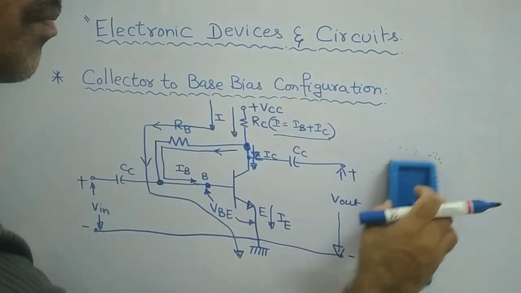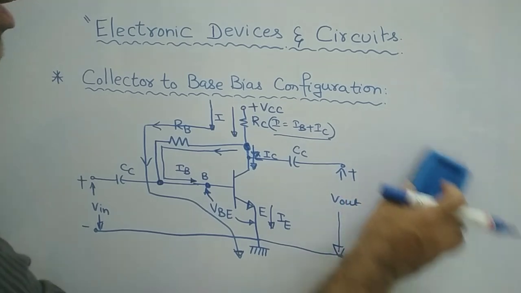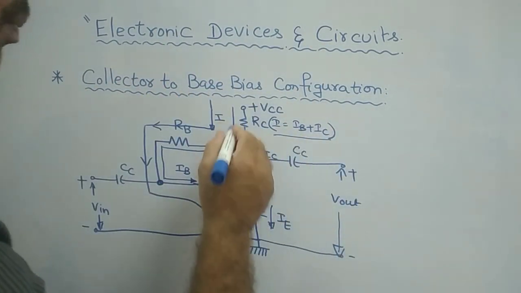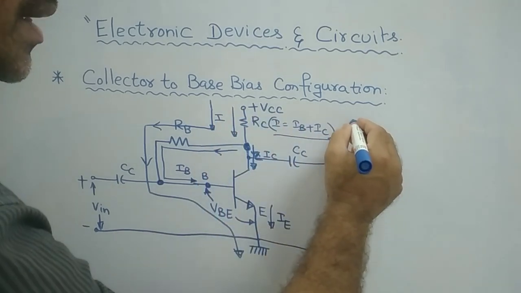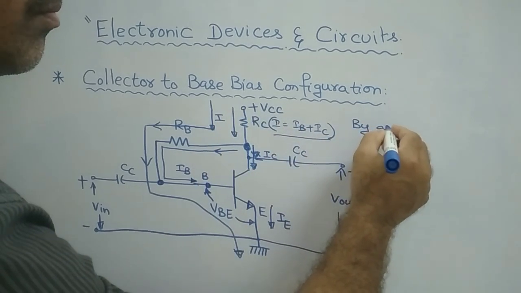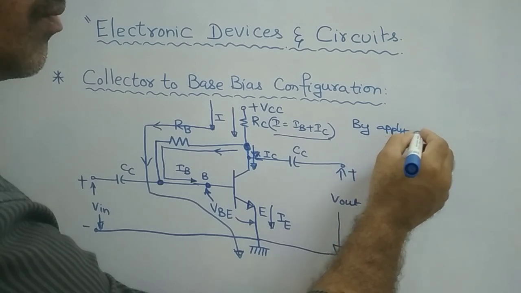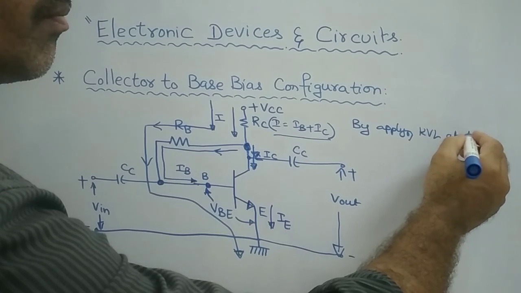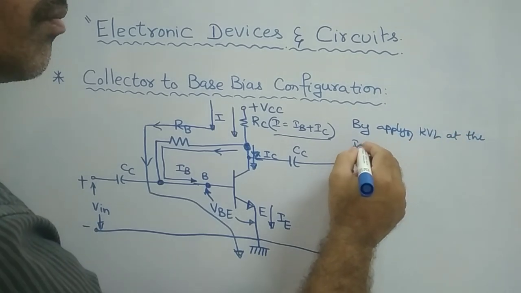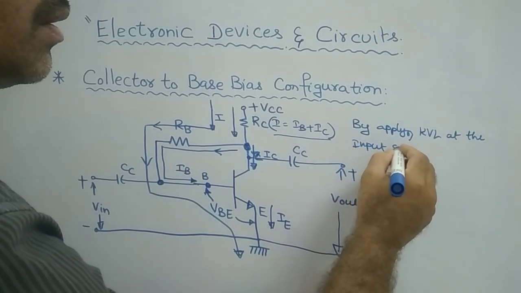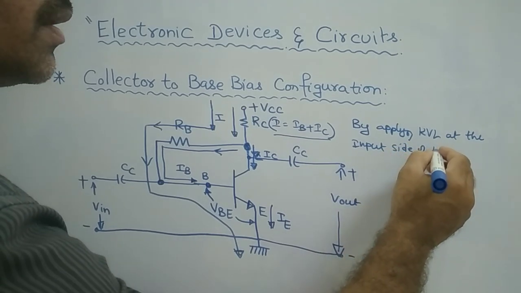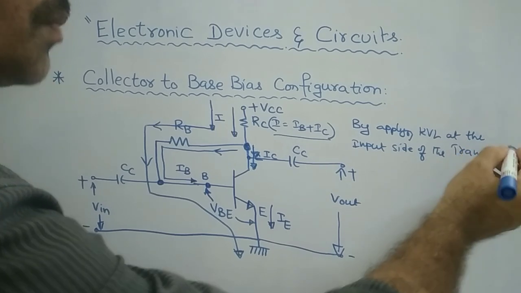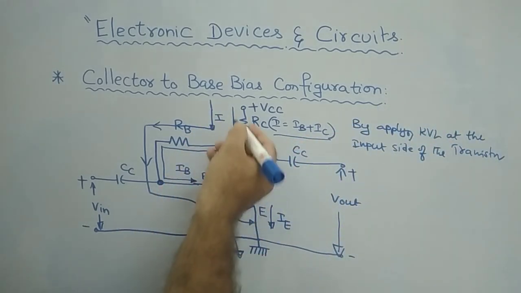So now, by applying KVL, what will we get? By applying KVL, I will write the expression. By applying KVL at the input side of the transistor, you can write like that. What will you get from this?